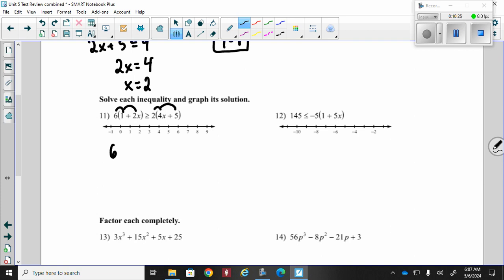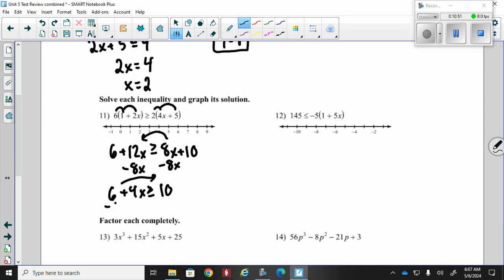So 6 plus 12x is greater than or equal to 8x plus 10. Again, I like to put all my x's on that side, so -8x, -8x. I'm left with 6 plus 4x greater than or equal to +10. I like to bring anything that's not an x over here, so it's going to be 4x is greater than or equal to 1.